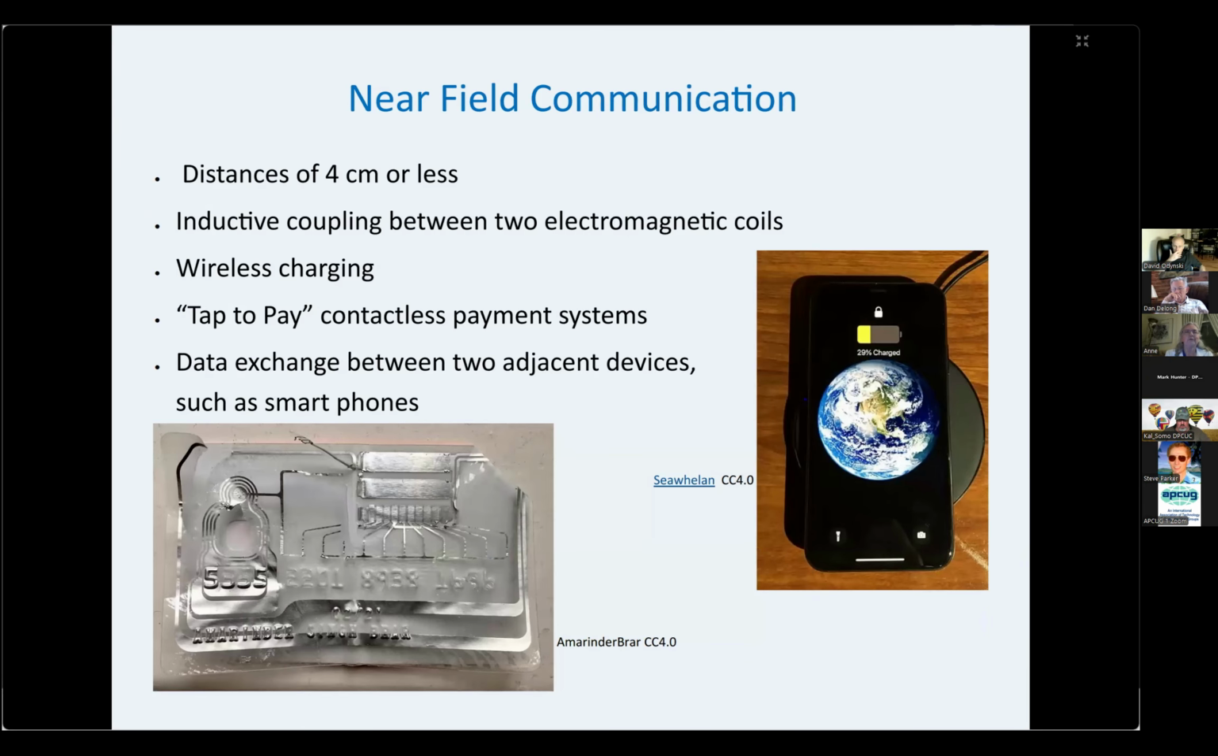Okay, so when we were discussing this at the executive meeting, Peter mentioned near field communication. I hadn't thought of that, but it is wireless communication, even though it's not going very far. So inductive coupling between two magnetic coils, which means each of your things has to have a magnetic coil in it.